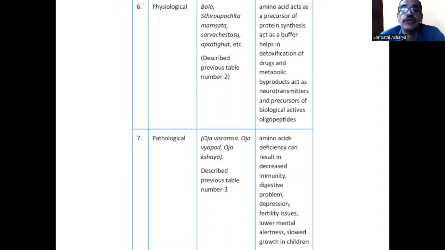And physiologically, Stiropachita, Mamsata, Sarvava Chestastu, Parativa, etc. functions are being told. So there are three types of pathological conditions: Ojo Visramsa, Ojo Vyapad, and Ojo Kshaya.